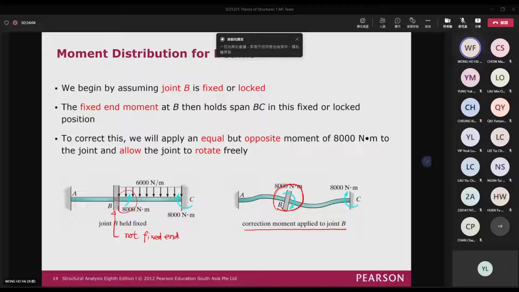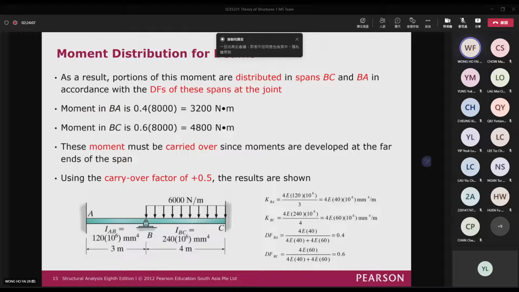Okay, once we apply this 8000, if you still remember, if I have a moment applied at the joint here, then the distribution factor is 0.4 on one side and 0.6 on the other side. If I assume I have 8000 applied back, 40% will go to the left-hand side, and 60% will go to the right-hand side. So 40% is equal to 3,200 kNm, while the right-hand side is equal to 4,800 kNm.